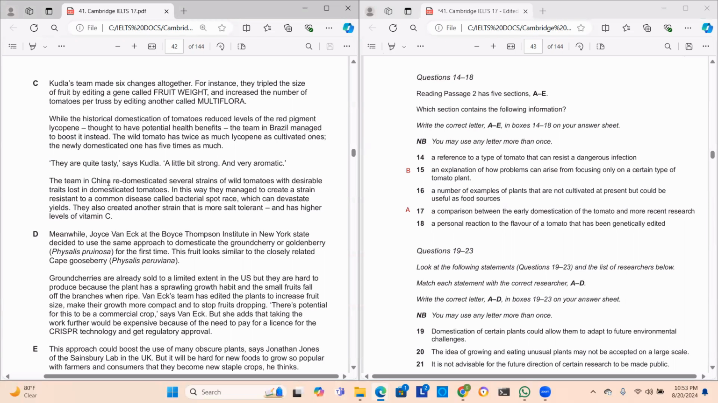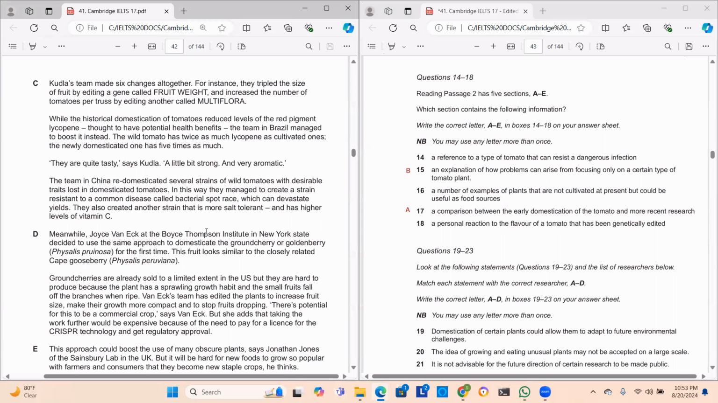And the team in China re-domesticated several strains of wild tomatoes with desirable traits lost in the domestic tomatoes. In this way, they managed to create a strain resistant to a common disease called bacterial spot race. Oh, okay. Here comes the disease, right? Which can devastate yields. They also created another strain that is more salt tolerant. Okay.